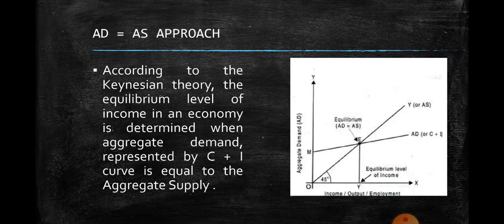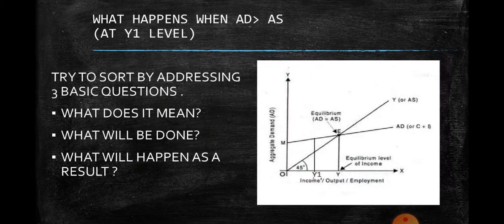According to AD and AS approach, which is the important part of Keynesian theory, income in an economy is determined when aggregate demand, as represented by consumption plus investment, is equal to aggregate supply. Thus, it can be seen in the diagram that equilibrium is achieved at point E with Y as equilibrium level of income. Now, in order to prove that this is the equilibrium level of income, we are going to take two cases, that is when AD is more than AS and AD is less than AS, and then we will see what happens when these two cases are there.